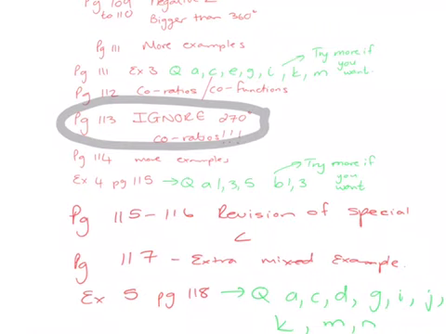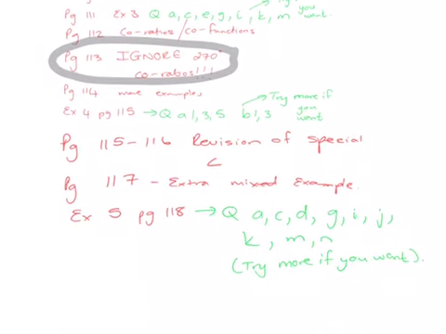Page 115 to 116 just revises your special angles. Page 117 has some extra mixed examples. And then exercise 5 on page 118. Try all of them if you want, but try A, C, D, G, I, J, K, M, and N.